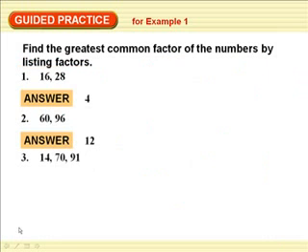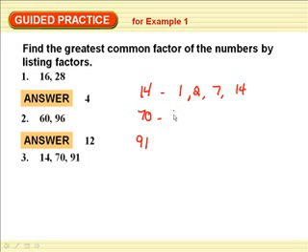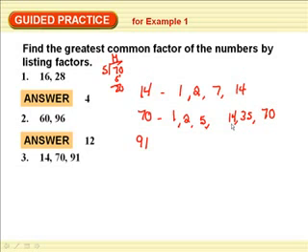Okay, let's do the next one. 14, 70, and 91. So they want me to factor 14, 70, and 91. Okay, 14 is pretty easy. 1 and 14, 2 and 7. That's easy. 70, 1 and 70, 2 and 35. 3 can't, 4 can't, 5 can. I don't know how many times 5 goes into 70. 5 and 14. 6, no. 7 and 10.